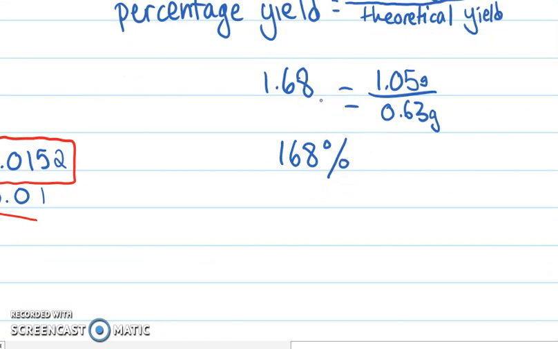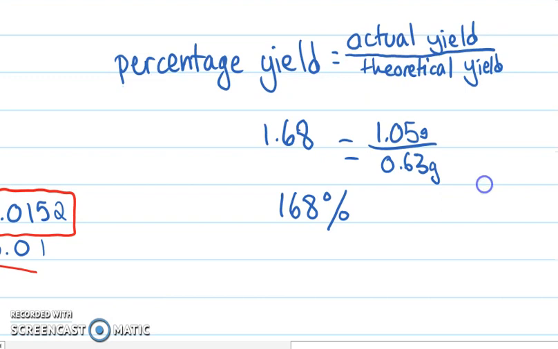Now, this percentage yield is higher than 100%, which shows that there have been some kind of errors made in the actual lab, because the percentage yield should not be over 100% and the actual yield should not be higher than the theoretical yield. Thank you.